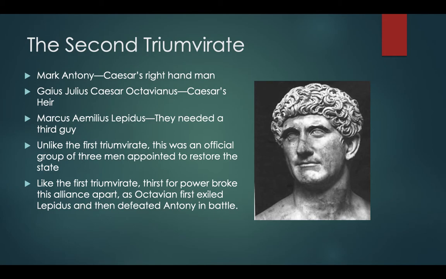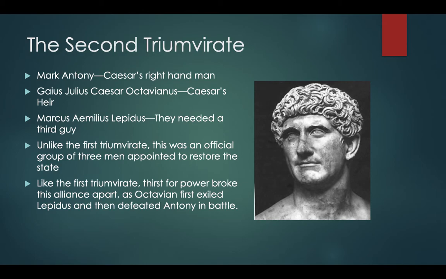So the Second Triumvirate is Mark Antony, and there he is right now, Caesar's right-hand man, Gaius Julius Caesar Octavianus, his heir, and this guy Marcus Aemilius Lepidus, who was at best a political opportunist, and for the other two, they needed a third guy, because you need three for a triumvirate. So the first triumvirate is just an unofficial pact between Crassus, Caesar, and Pompey. The second triumvirate was officially appointed by the Senate to restore the state. But like the first triumvirate, their thirst for power broke this alliance apart.